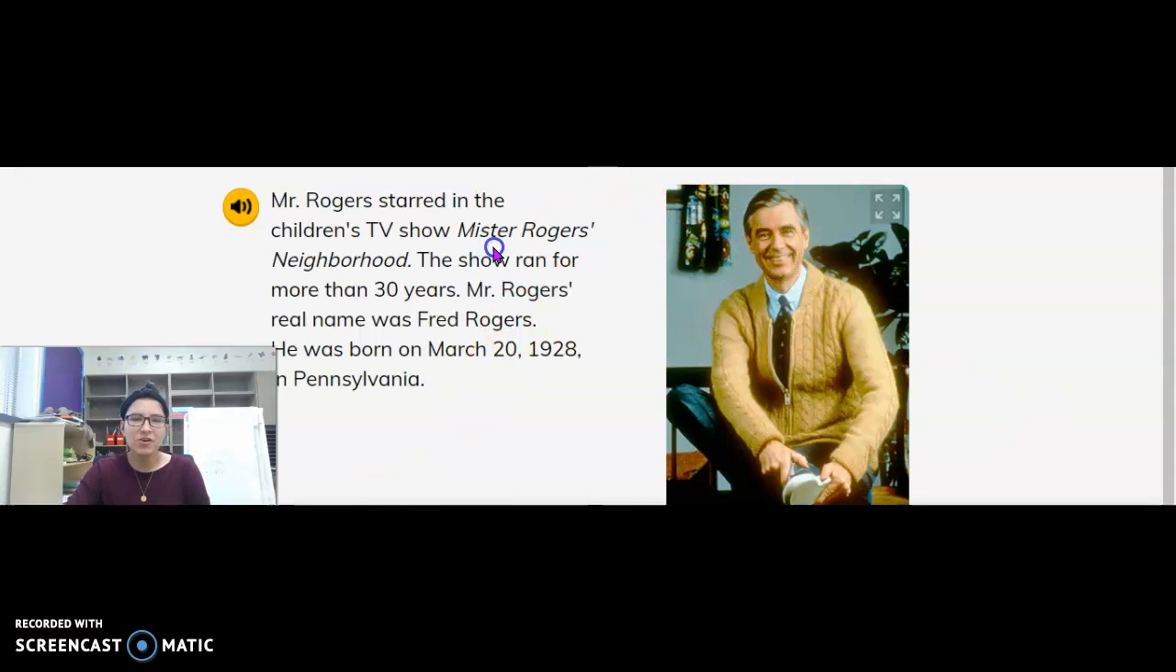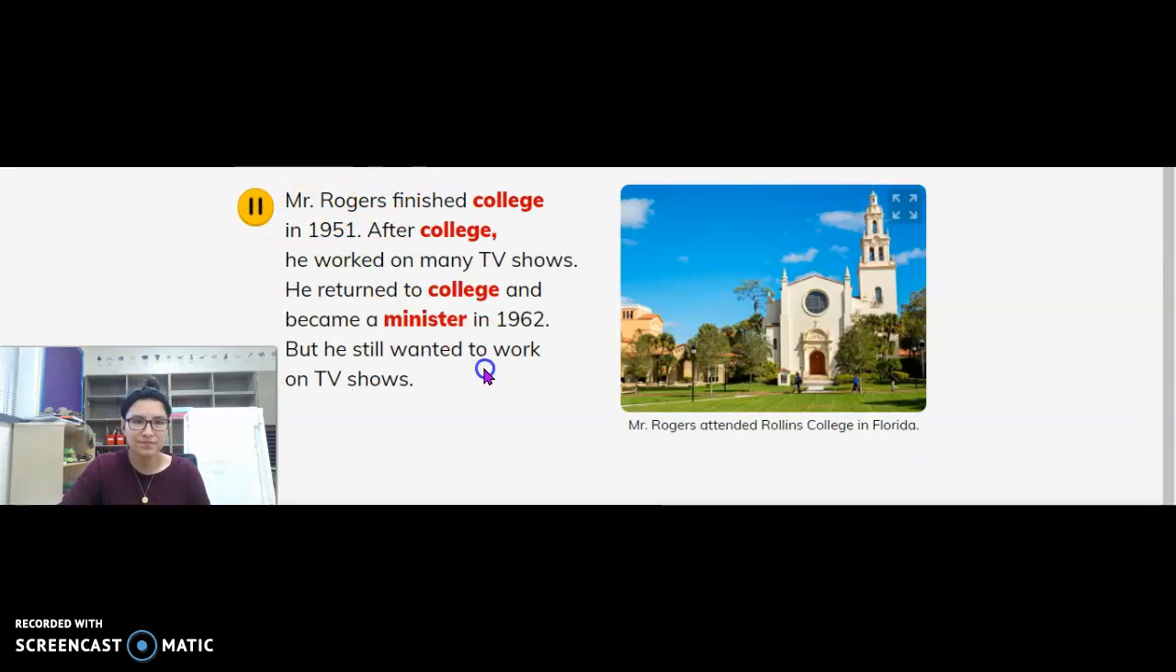Give me a thumbs up if you ever heard of the show, Mr. Rogers' Neighborhood. Yes, I know. I've loved that. I used to love watching that show. So here's his early life. Mr. Rogers finished college in 1951. After college, he worked on many TV shows. He returned to college and became a minister in 1962. But he still wanted to work on TV shows. Mr. Rogers attended Rollins College in Florida. So here's a photograph of the college. So that's his early life.